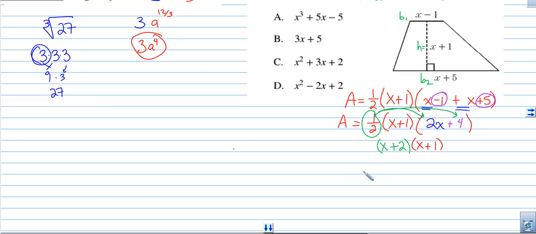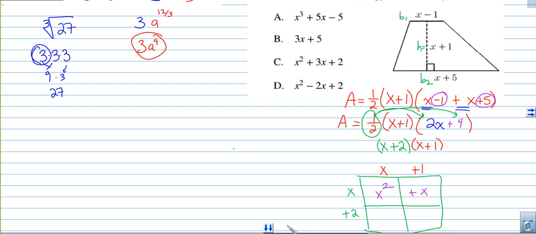This is a binomial times a binomial, so we use the box method. I'm going to write the x and the plus 1 here, and then I'll write the x and the plus 2 here. Draw our box. And then we have x times x is x squared. x times positive 1 is positive 1x, or just x. And then 2 times x is positive 2x. And then positive 2 times positive 1 is positive 2.